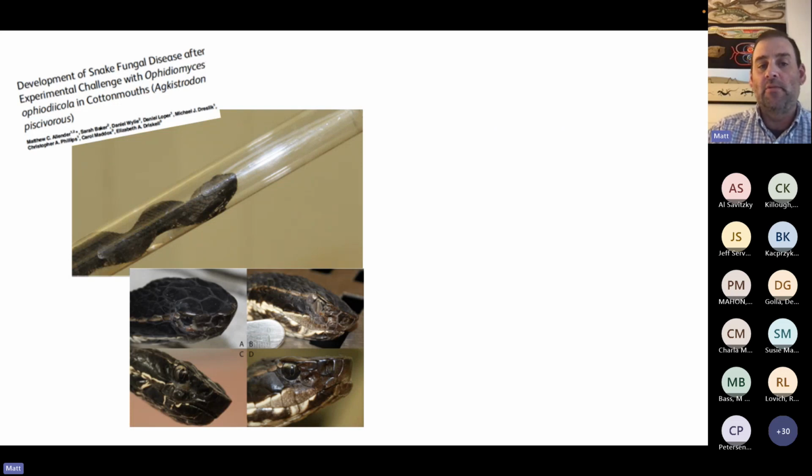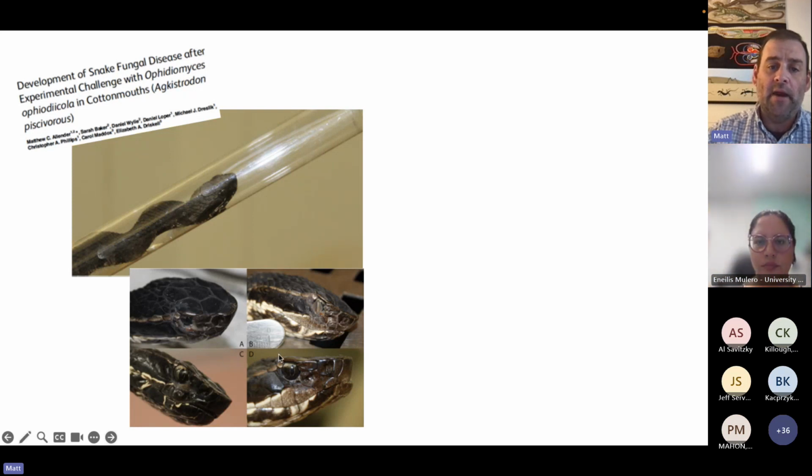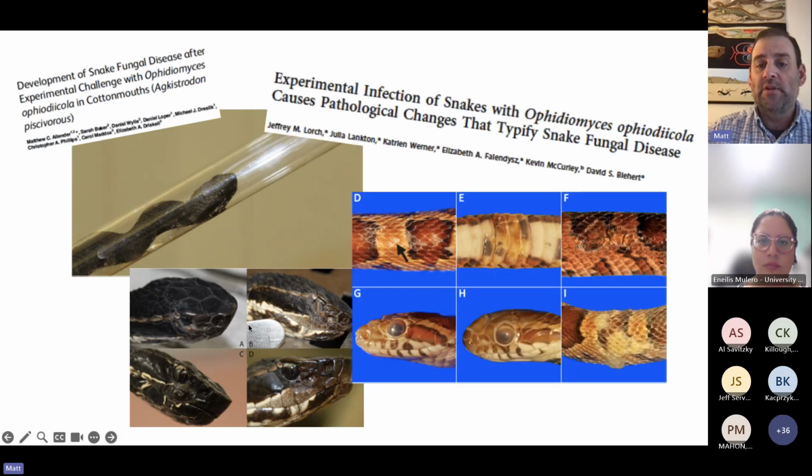Initially, we just found it associated with lesions, but we didn't know if it could actually cause disease, and if it needed a break in the skin or if it needed to be in severely affected animals. So we did a challenge study in healthy adult reproductive cottonmouths and showed that just the topical application of this fungus can cause disease that is consistent with ophidiomyces. This was also found in corn snakes by the National Wildlife Health Center. They needed to abrade the skin, in this case with sandpaper, in order to cause those lesions. But again, in healthy snakes with a break in the skin, ophidiomyces can lead to disease.